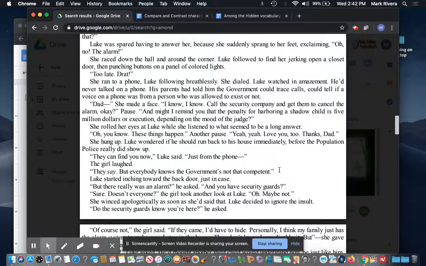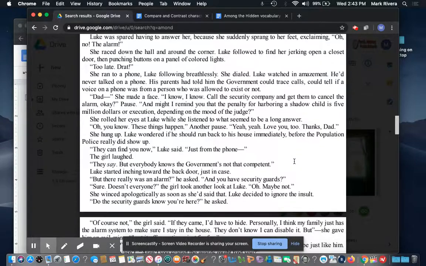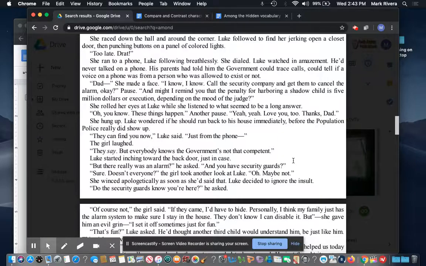"Dad," she made a face. "I know. Call the security company and get them to cancel the alarm, okay? And might I remind you that the penalty for harboring a shadow child is $5 million or execution, depending on the mood of the judge?" She rolled her eyes at Luke while she listened to what seemed to be a long answer. "Oh, these things happen. Yeah, I love you too, Dad. Thanks." She hung up. Luke wondered if he should run back to his house immediately before the population police really did show up.